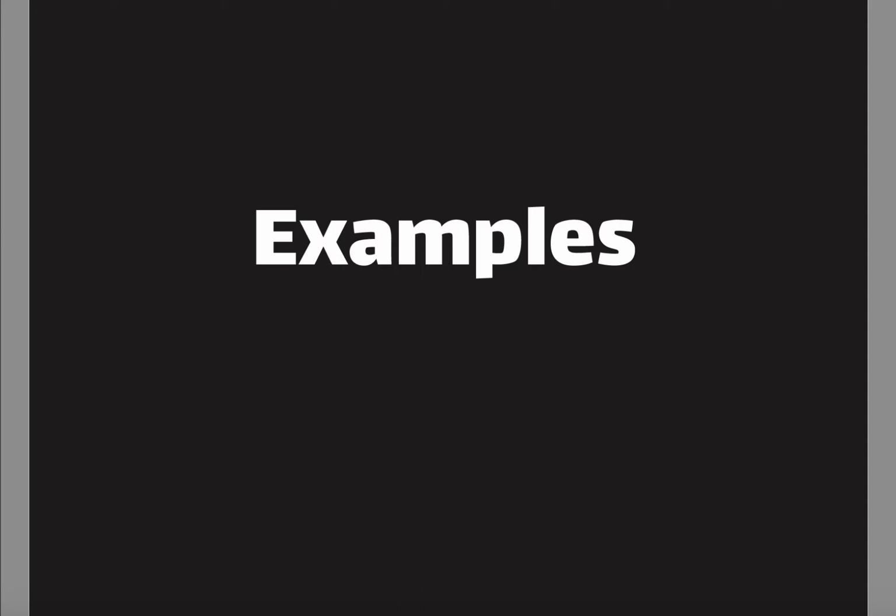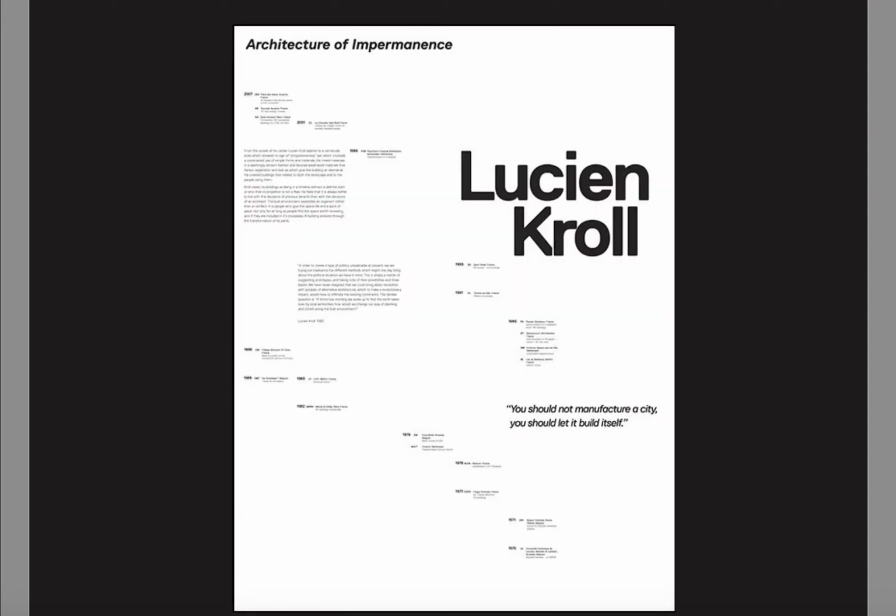Now let's take a look at some examples of denotative and connotative typography with the same kind of information. So here we're focusing on architects, different types of architects. We have Lucien Kroll, and here we have a particular poster where it's simple, straightforward, to the point. We have the name right here, and then we have the title, and then we have a pull quote right here.